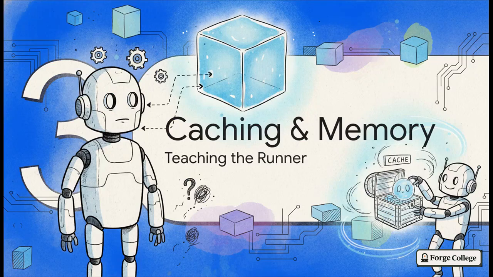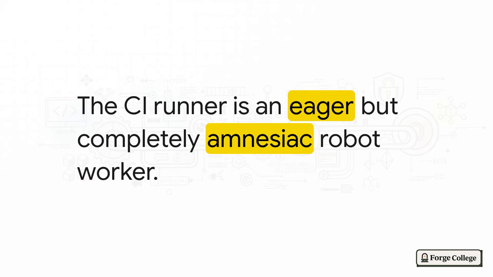All right, Station 3, Caching and Amnesiac Robots, teaching the runner to remember. Now, while our strict CI runner is a fantastic, incredibly obedient worker, it does have one kind of comical flaw. It is essentially an eager but completely amnesiac robot worker. Just imagine a highly skilled factory worker who shows up to work every single day, super eager to build your project, but has absolutely zero memory of yesterday. Before they can do anything, they have to download Node.js completely from scratch. Then they have to download the entire internet into your node_modules folder from scratch every single time. It takes absolutely forever, unless, of course, we teach this amnesiac robot to use a cache.